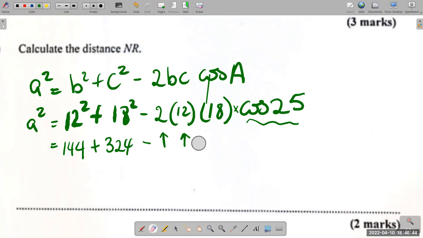Okay? So there we go. I'm just going to rewrite it so it's easy for us to multiply. So you write back 2 times 12 times 18. What is cos 25?